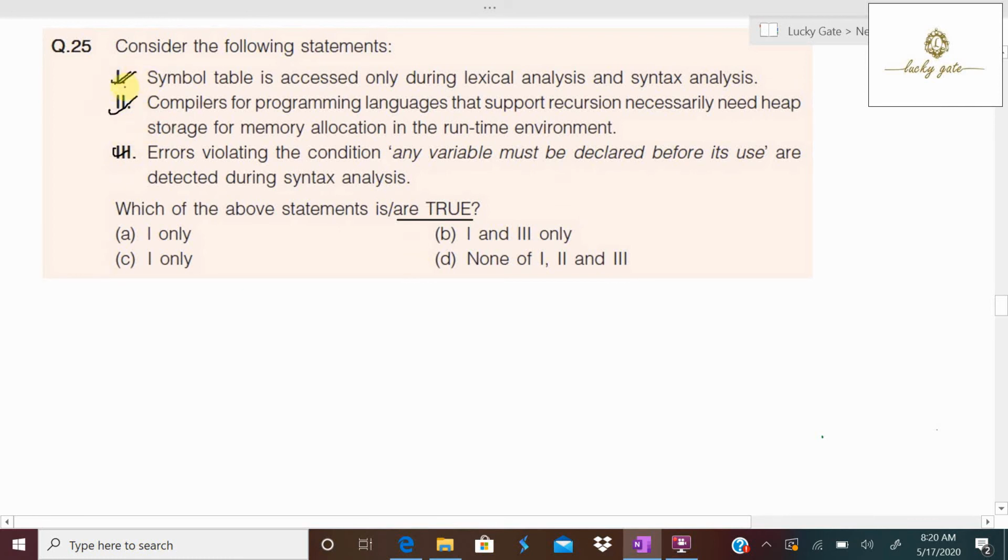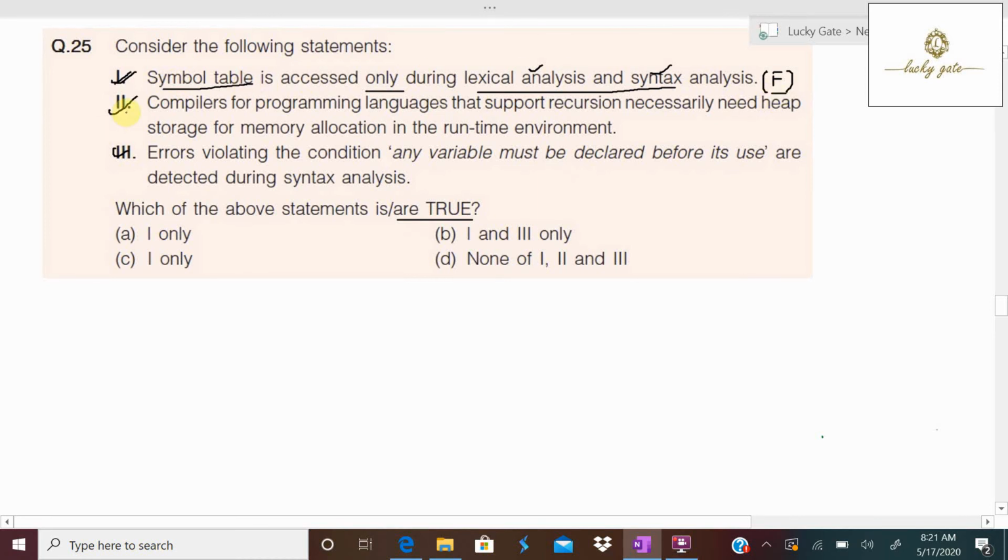Just understand the first statement. The symbol table is accessed only during lexical analysis and syntax analysis. This statement is directly false. Why? Because the symbol table is not only used for the lexical analysis phase and syntax analysis phase, it will also be used by other phases, because all the phases are connected with the symbol table. So, because all phases are connected with the symbol table, this statement is false.